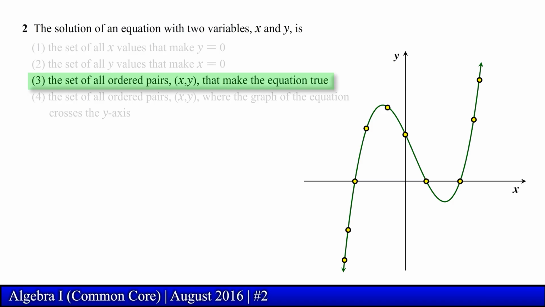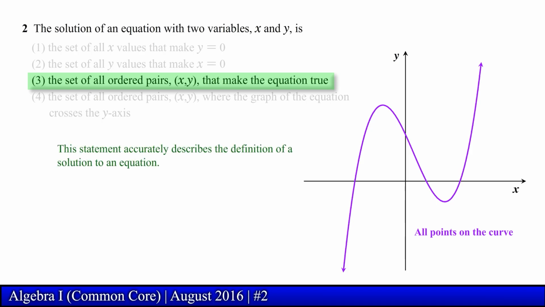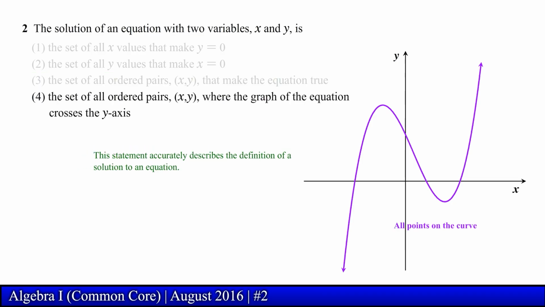Option 3 reads, the set of all ordered pairs xy that make the equation true. This statement says that the solution to an equation is going to be the set of all points xy that make the equation true. In other words, the set of all points that are located on the curve of the equation. This statement accurately describes the definition of a solution to an equation, so option 3 seems to be the correct answer. Before we decide to choose this option as our answer, let's take a look at option 4.